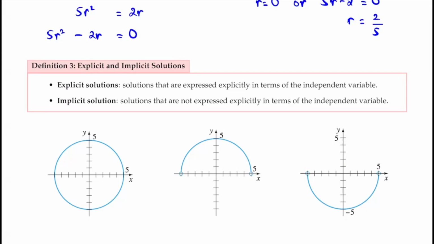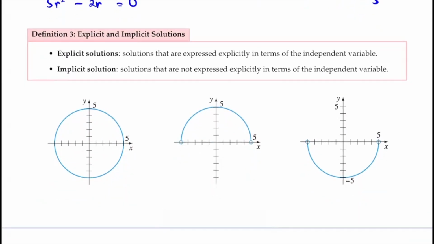So I have a circle here. The circle can be broken down into two different pieces: the top one, the top hemisphere, and the bottom one, the bottom hemisphere, so semicircles. The equation of the circle, in this case the circle centered at the origin with radius 5, is given as x squared plus y squared equal to 25. This equation is not expressed explicitly in terms of the independent variable. Therefore, this type of equation is called an implicit solution.